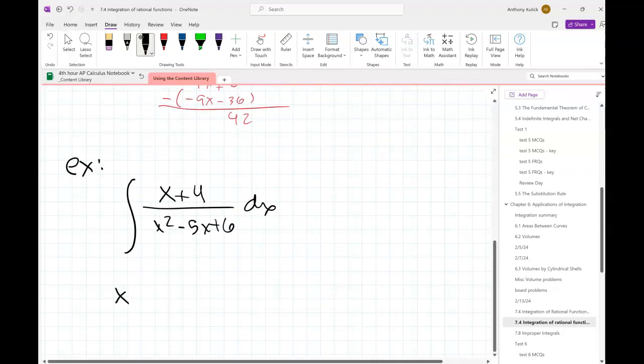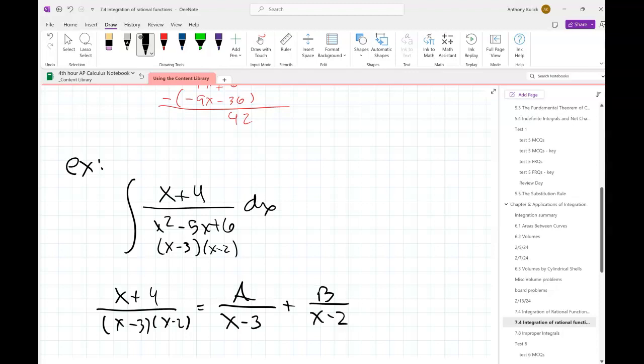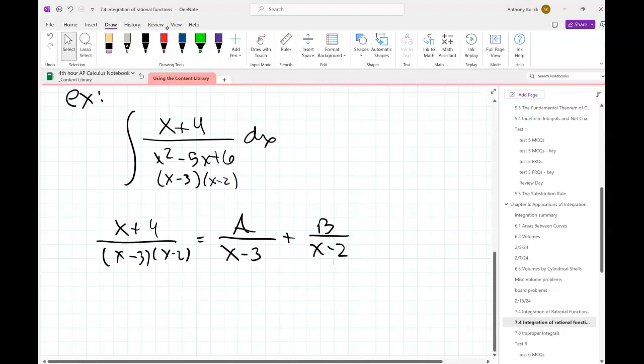What I notice is that this denominator factors, right? So what I'd like to do is take this guy and break it up into something that looks like this. Do you remember this from last year? This is called partial fraction decomposition. We did this in pre-calc last year.